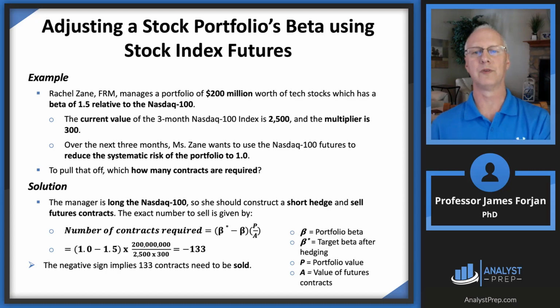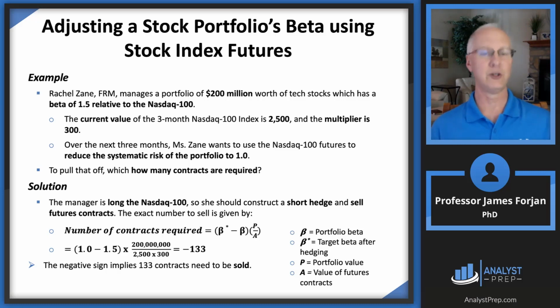with $200 million worth of tech stocks, that has a beta of 1.5 relative to the NASDAQ 100 index. The current value of the index is 2,500, and the multiplier, the standardization in this NASDAQ futures contract, is 300. All right, here we go. Second bullet point. Over the next 3 months, Rachel Zane wants to use the NASDAQ futures to reduce the systematic risk of the portfolio to 1.